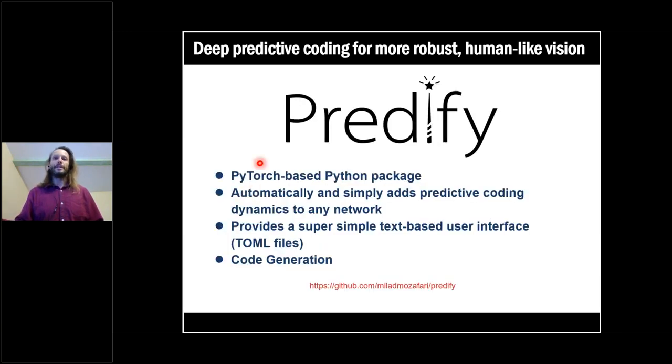And so now is time to move to the second part and talk about our Predify package, a package that you can use to turn standard networks into predictive coding networks. If you haven't done so yet, I encourage you again to go to this link, or you've also received the link at the beginning, I believe. Download the notebook, and Milad will run you through the notebook and explain everything.